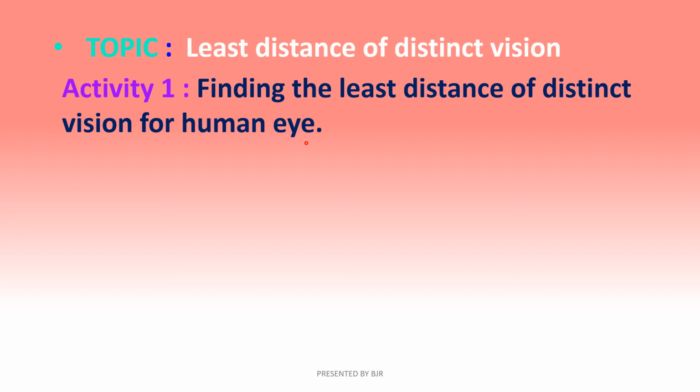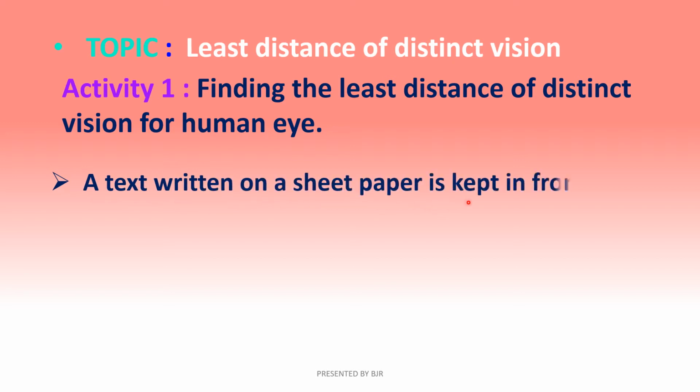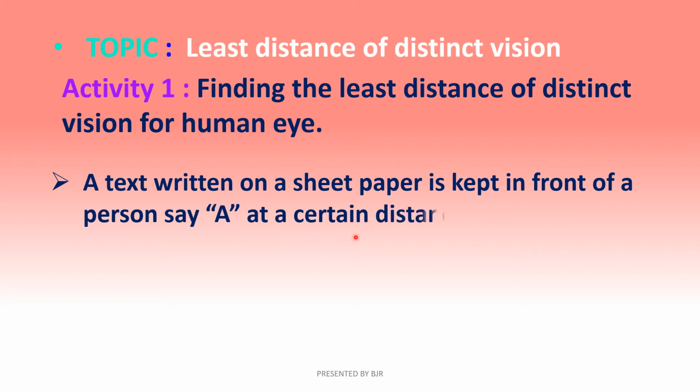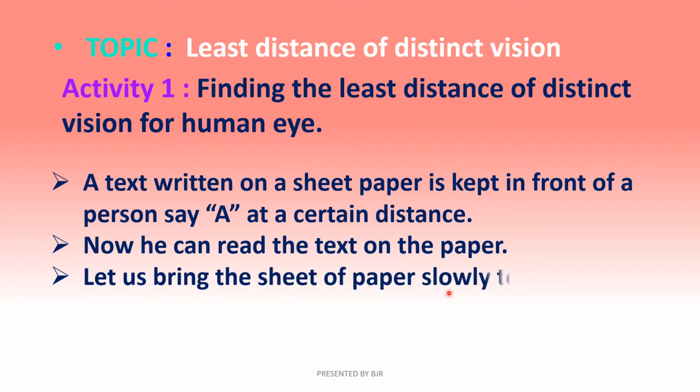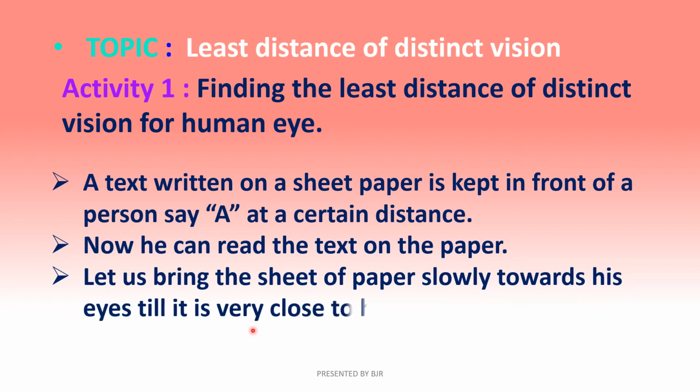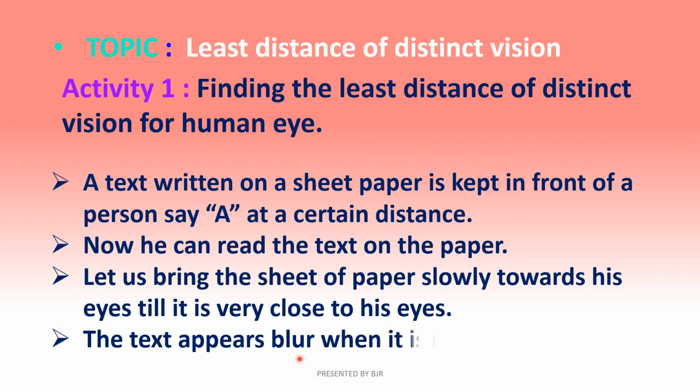See here. A text written on a sheet of paper is kept in front of a person, say A, at a certain distance. Now he can read the text on the paper. Let us bring the sheet of paper slowly towards his eyes till it is very close to his eyes. The text appears blur when it is moving closer to eyes.